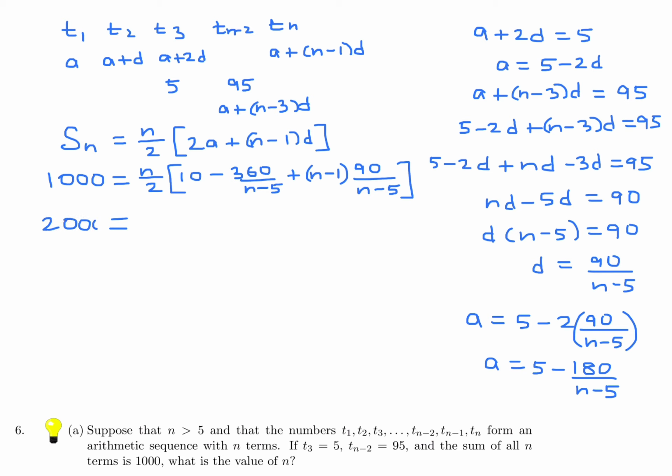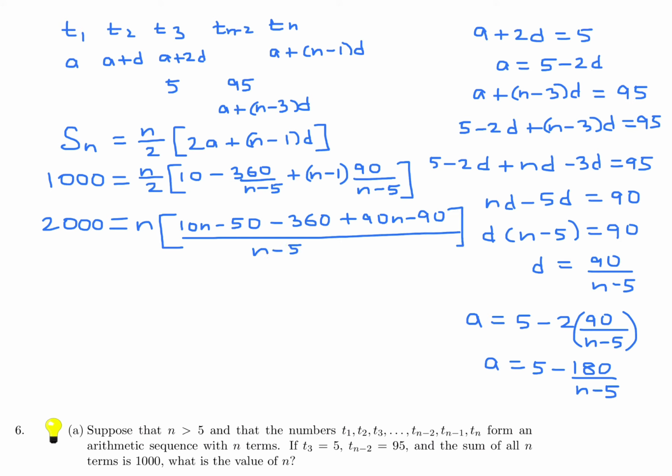So this is going to be 2,000 equals n times, and then if I get a common denominator here, it'll be 10 times (n minus 5). So 10n minus 50 minus 360 plus 90n minus 90. And that's all over n minus 5. Okay, so let's cross multiply that n minus 5. And then this is just going to be n times, collecting like terms, 100n minus 450 minus 50 minus 500.